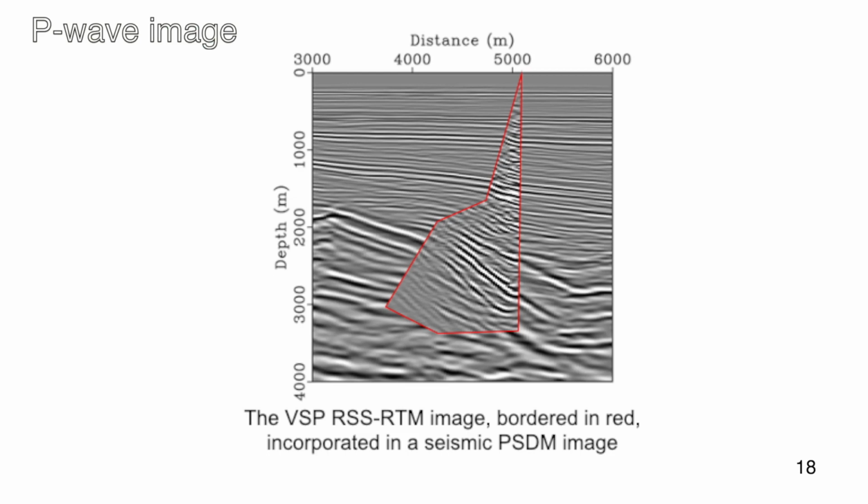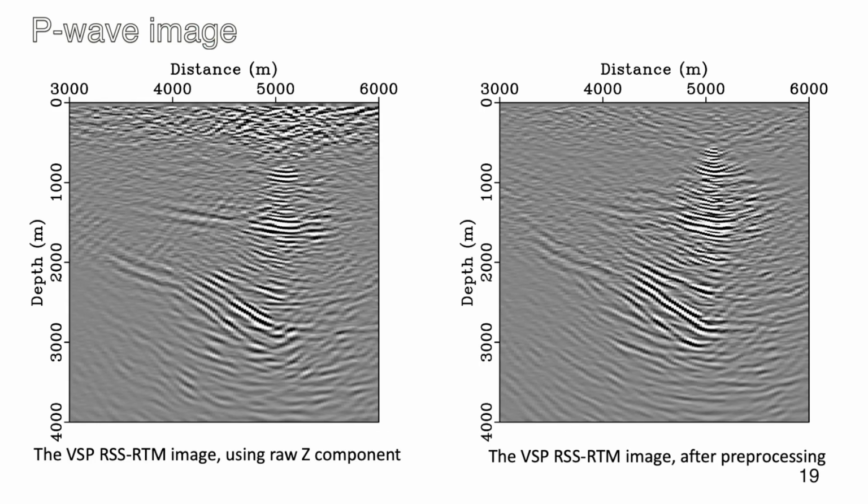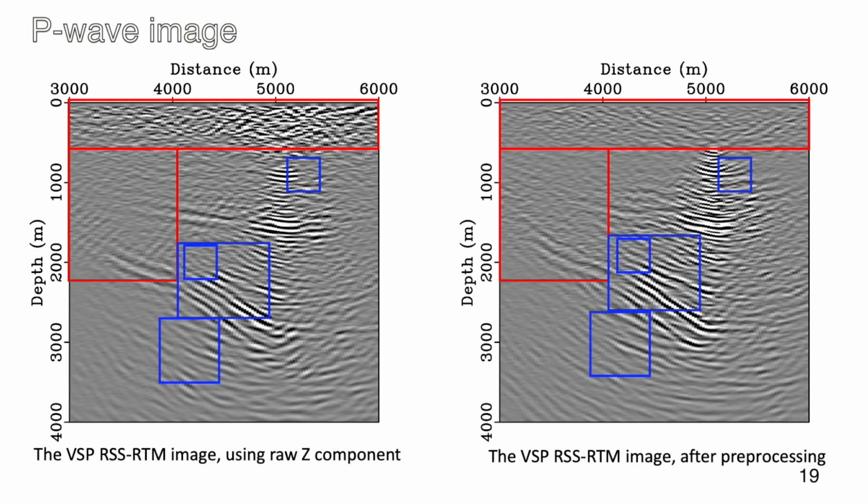To evaluate the value of the preprocessing effort, we also imaged the raw Z component. The image from the raw Z component is shown on the left. After wave field separation, a considerable amount of the noise has been reduced and more complete and coherent structures have been revealed by careful preprocessing, as we can see from the comparison. The downgoing wave field and the shear wave removal contribute to a lower noise level in general. The redistributed P-wave energy from all three components gives rise to a more detailed and complete P image.